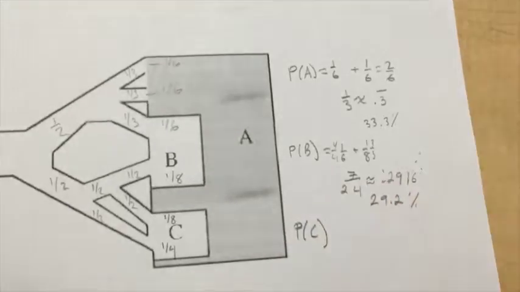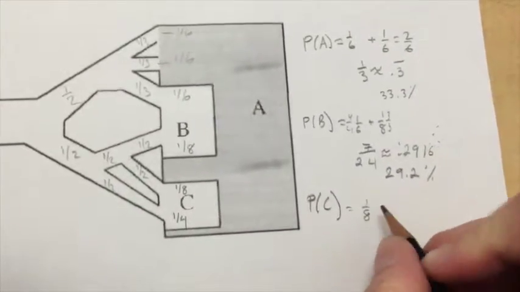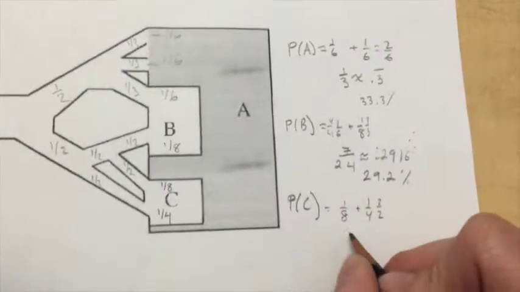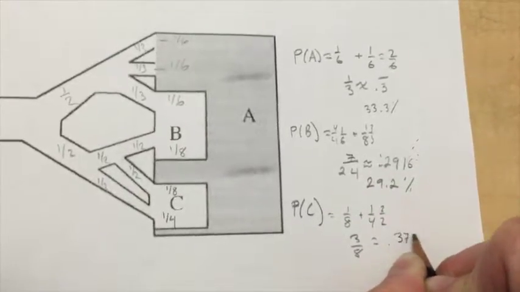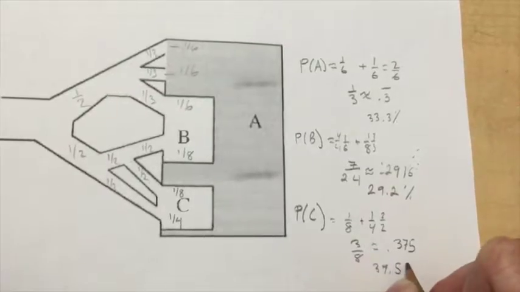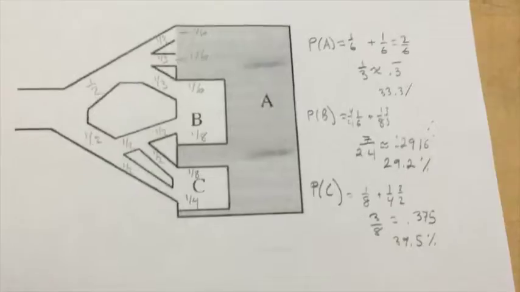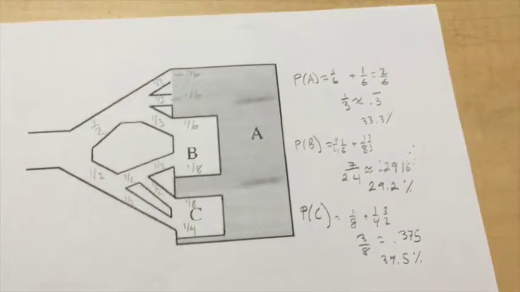And then probability for C is the bottom. So this will be 1/8 plus 1/4. Common denominator is 8. So this will be a 3/8, which is 0.375. So this will be 37.5%. Cool? Great. So there are our percentages for this one.